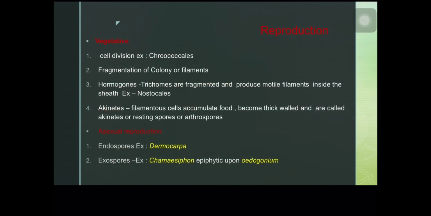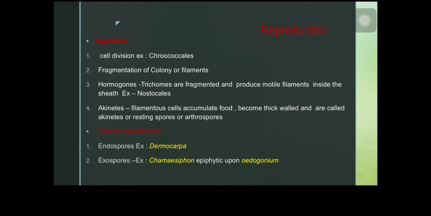The vegetative modes of reproduction include cell division, that is observed in the Chroococcales. Fragmentation, here the fragment breaks up and new fragments will be produced, which again form a new vegetative thallus, that is called fragmentation. And the hormogones, the trichomes are fragmented and produce motile structures which are enclosed in a sheath, and an example is Nostocales. Akinetes, these are the resting spores or aplanospores, which are resistant structures, thick walled and accumulate food.